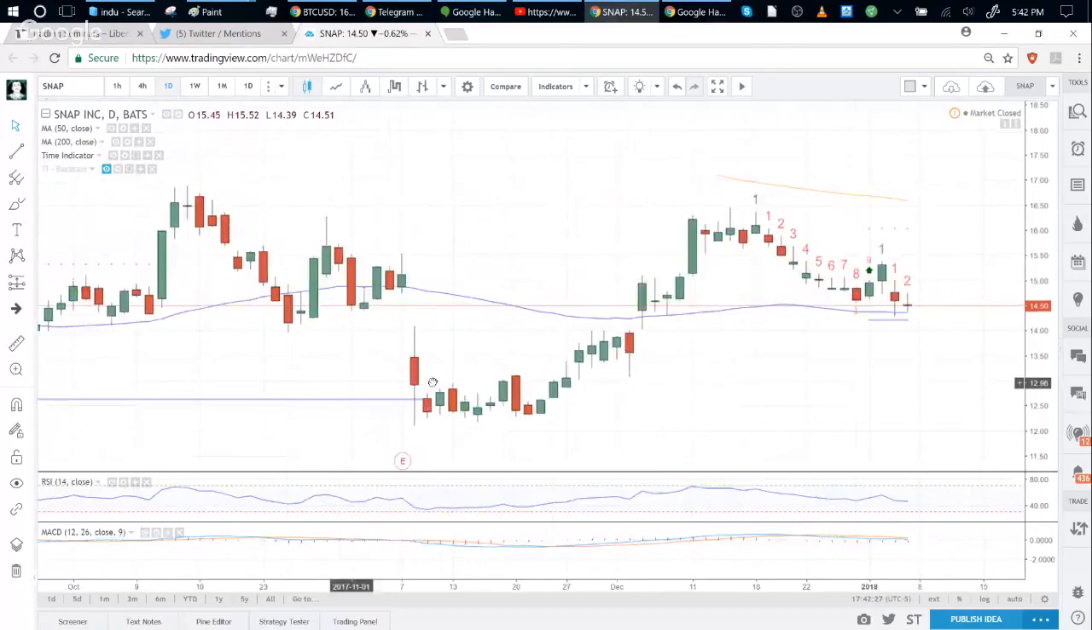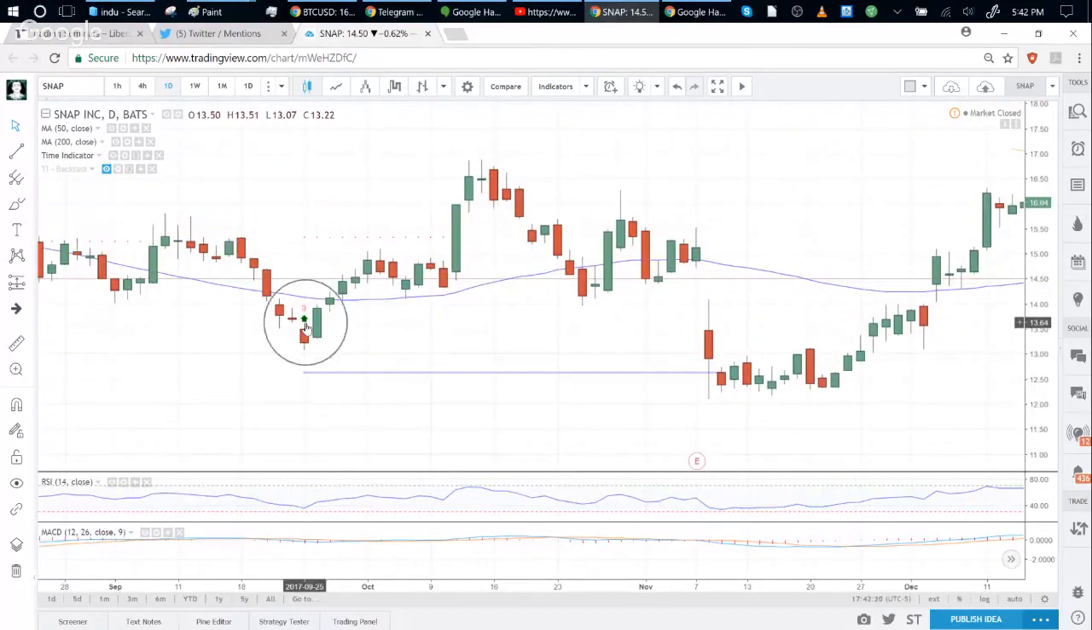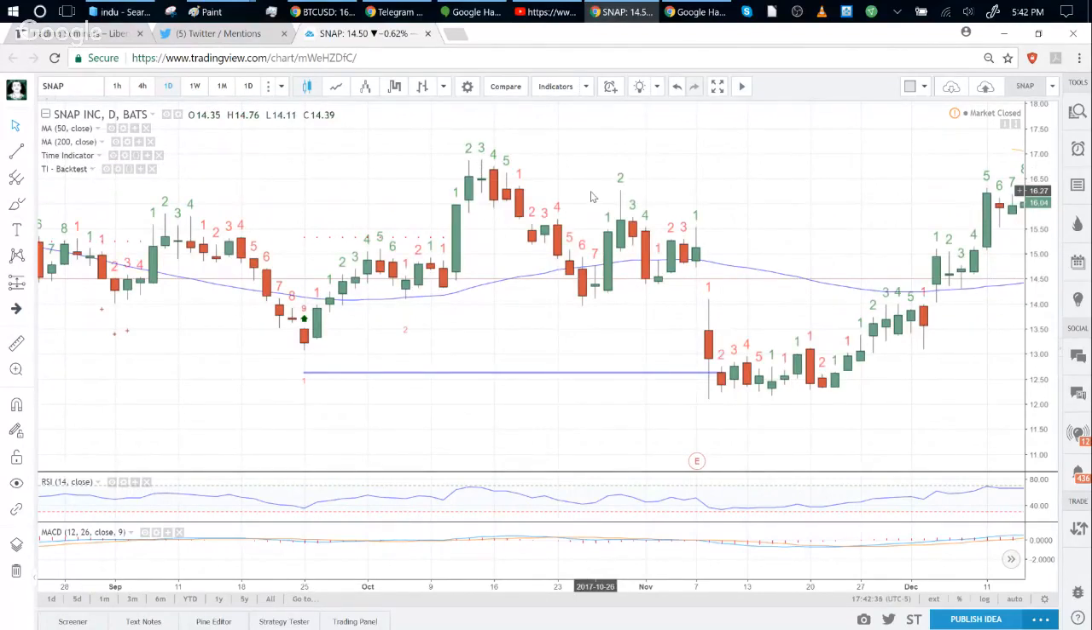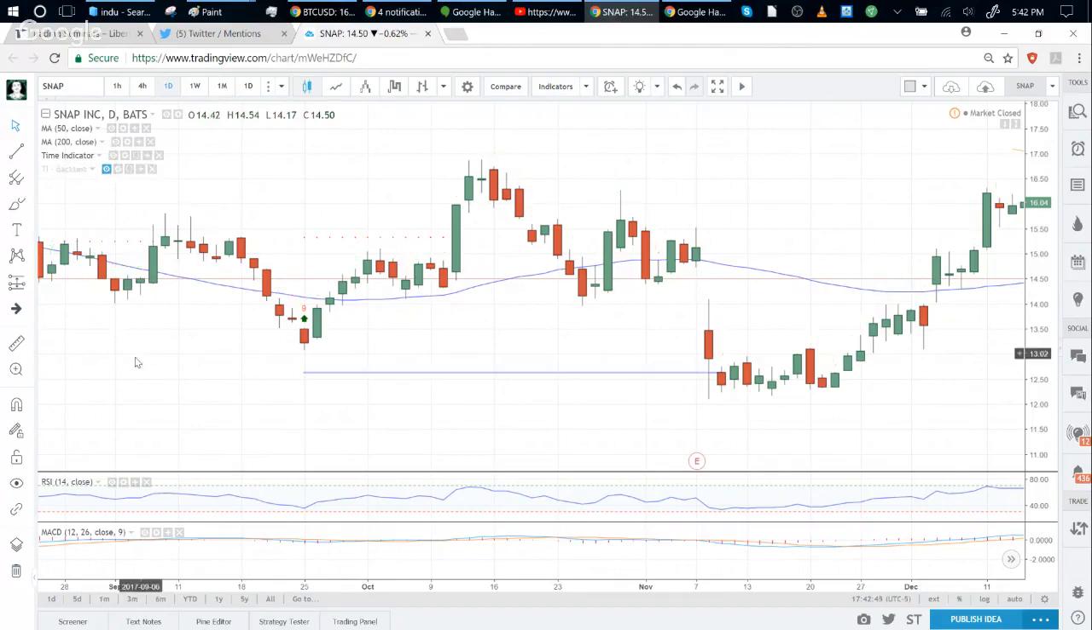I mean, Snapchat has been good with this indicator. Here's a 9 that led immediately to a top. Let's throw the back test on, and it didn't quite get us a 9 up here, not even close. But this 9 was nice. Let's drop the back test.